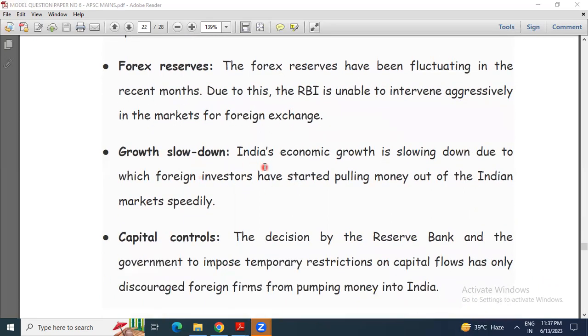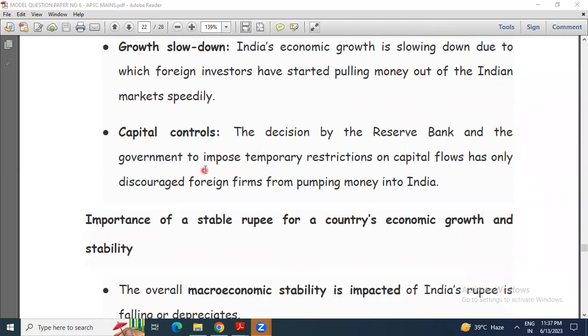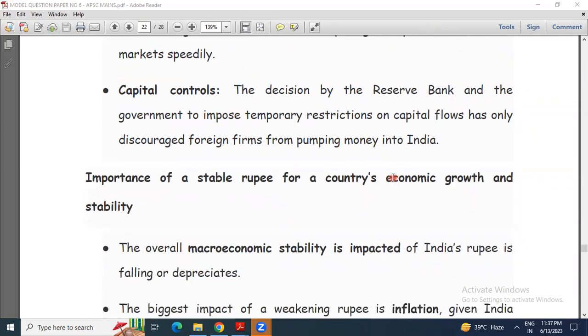Then growth slowdown. India's economic growth is slowing down, due to which foreign investors have started pulling money out of the Indian market steadily. Means India's economy is slowing down, and because of the slowdown, many foreign investors are pulling out their investments, right? Then capital control, the decision by the RBI and government to impose temporary restriction on capital flows has only discouraged foreign firms from pumping money into India.